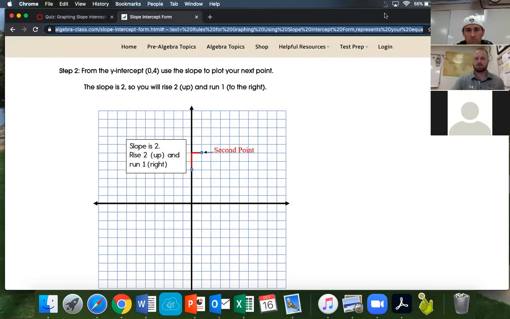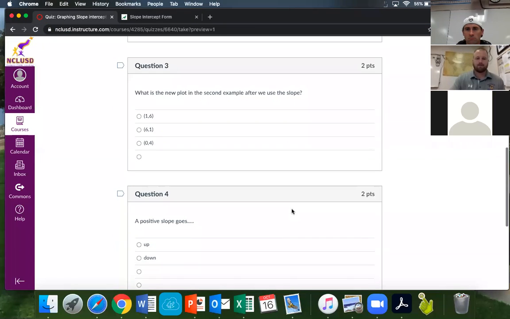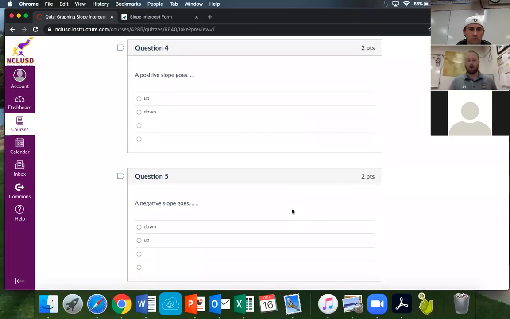I'm going to check this, make sure we're okay. Good. Now the last 2 questions in here. One of them says a positive slope goes what? And one of them says a negative slope goes what?